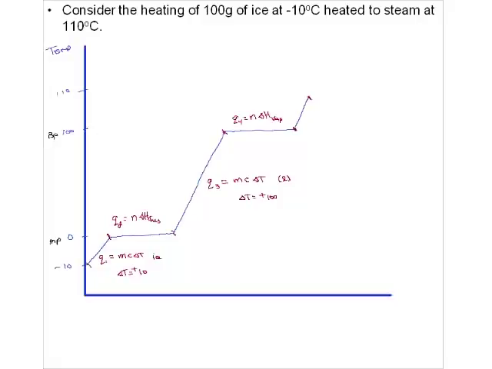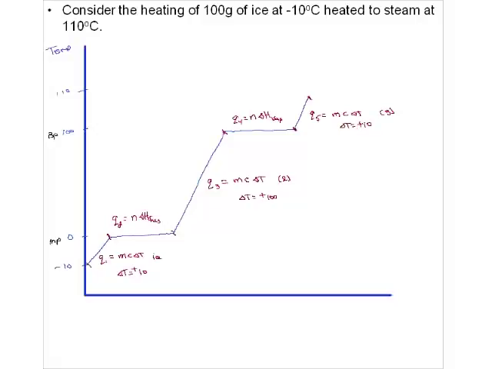Q4, again, is a phase change. It's vaporization. So this is going to be ΔH vap for the vaporization of water. And then the 5th region of this curve is going to be the heating up of steam. So Q equals mc ΔT for gaseous water, and the temperature change is 10 degrees.